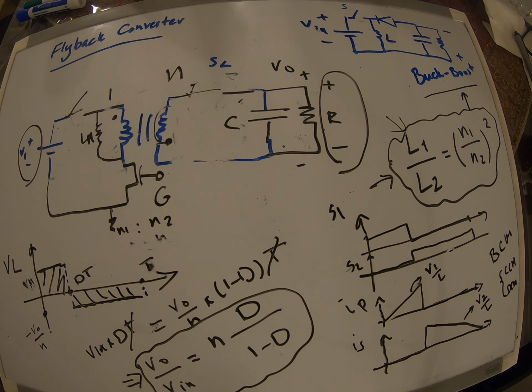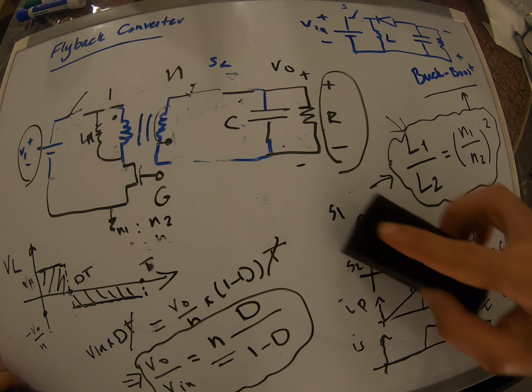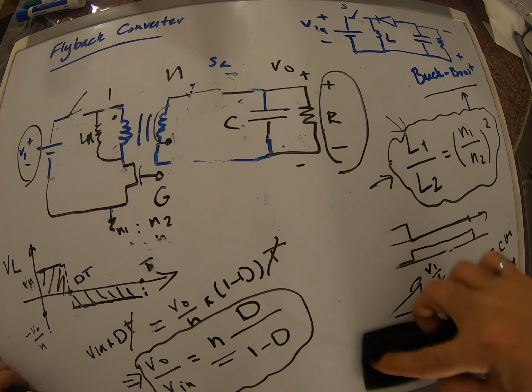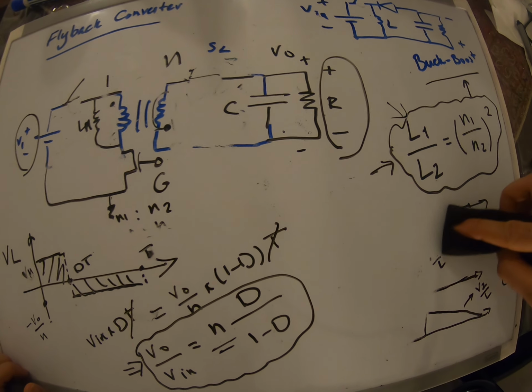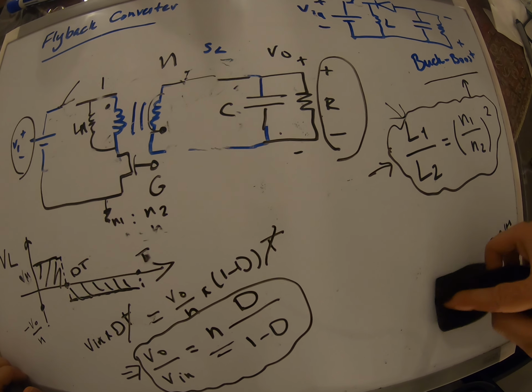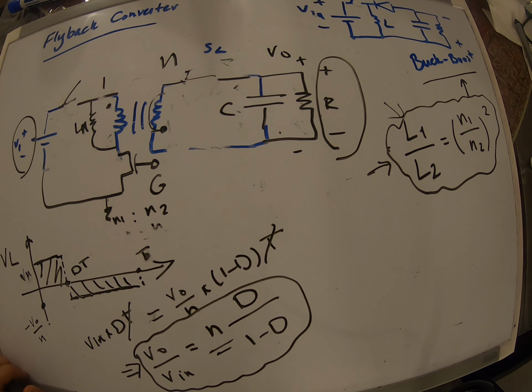Okay, so we got almost the same relationship that we had for the buck-boost. One difference is that now we have the impact of the N turns ratio, and the other thing is that the polarities are the same. So this is how we can find the relationship between output and input voltages in a flyback converter. So for the flyback, we use the volt-second balance.